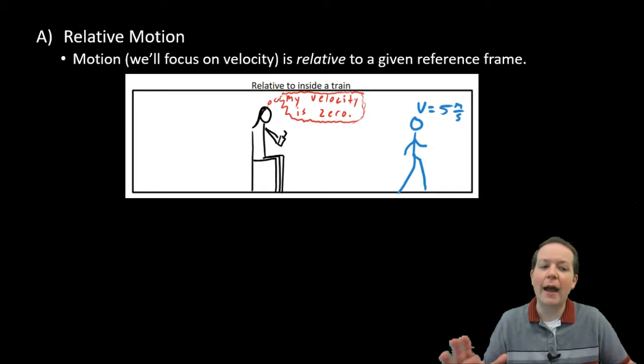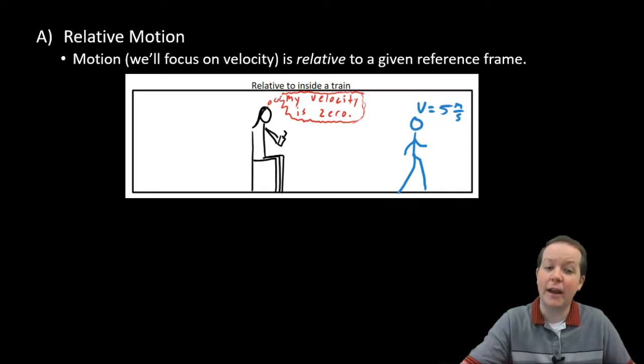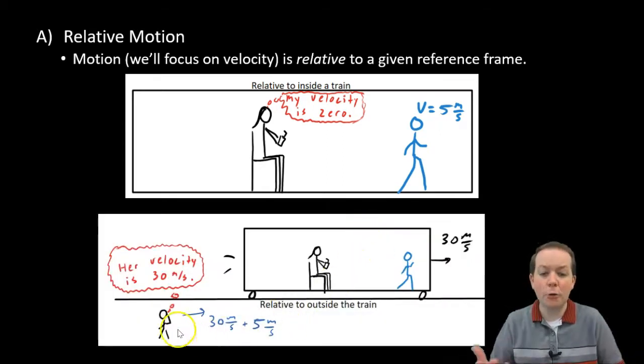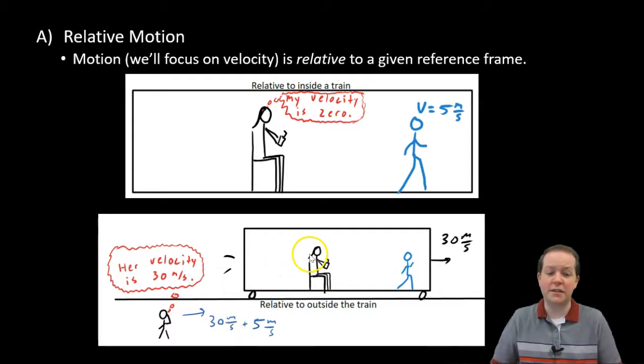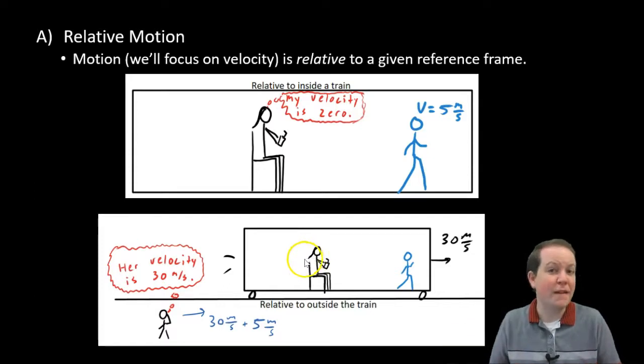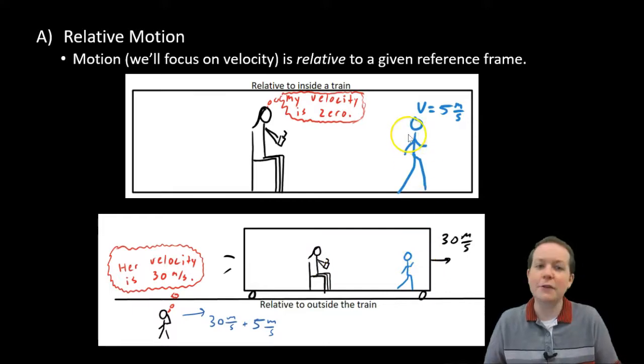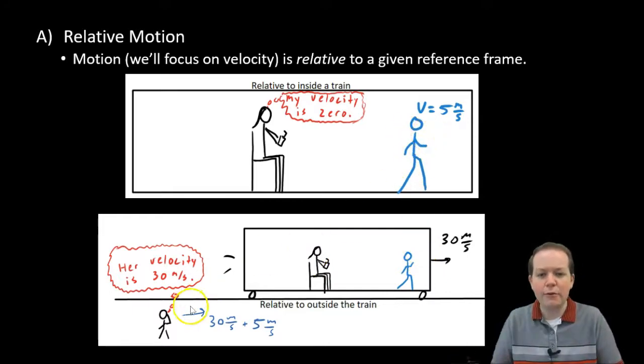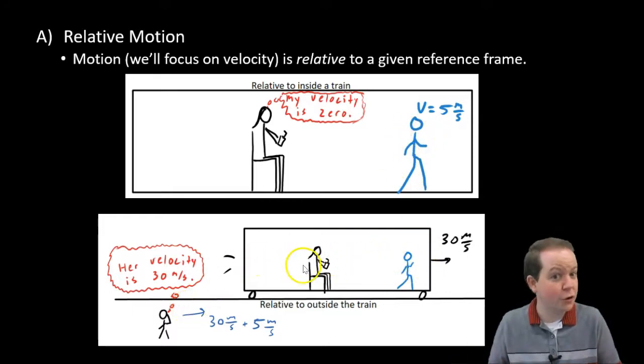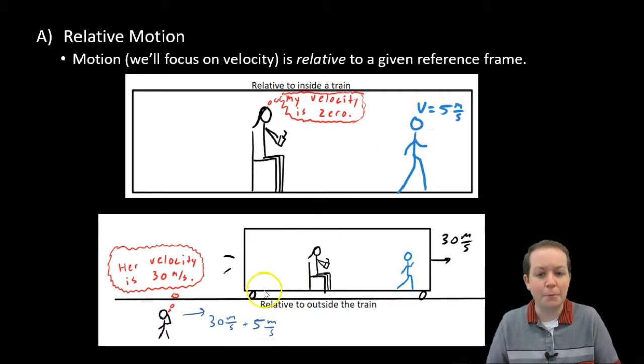However, let's say we were actually on the outside of the train. In this scenario, we're on the outside of the train now. If the train was moving down the tracks at 30 meters per second, we wouldn't say that this individual sitting is at rest. We would say they're moving with the train at 30 m/s. And this person, well, inside the train, they were moving at 5. Now we would see them moving with the train, that's 30, plus the 5 they had before.